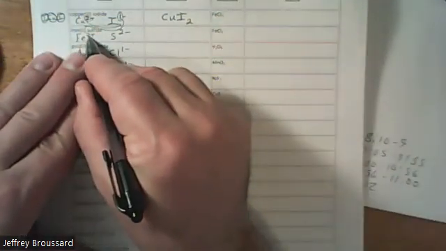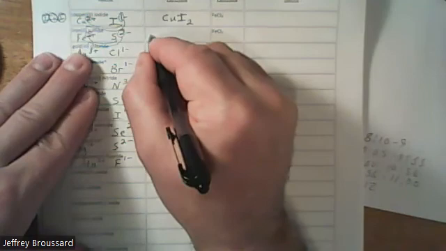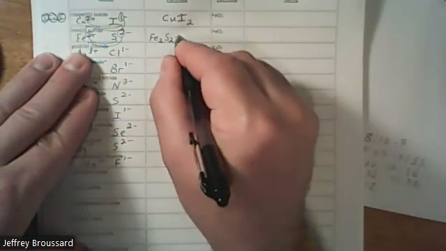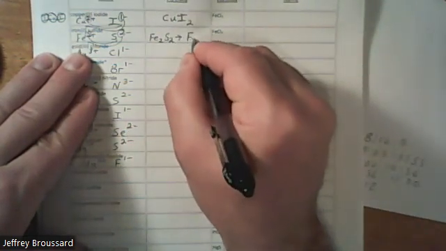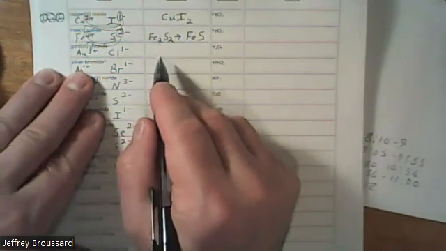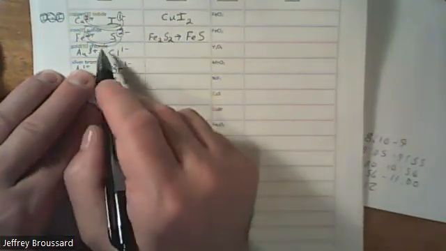Here, the 2 would come here, and the 2 would come here, and that's going to give us Fe2S2. But because these have the same subscript, we can simplify that to FeS. So when you can simplify in chemistry, we often do. And that should make logical sense.